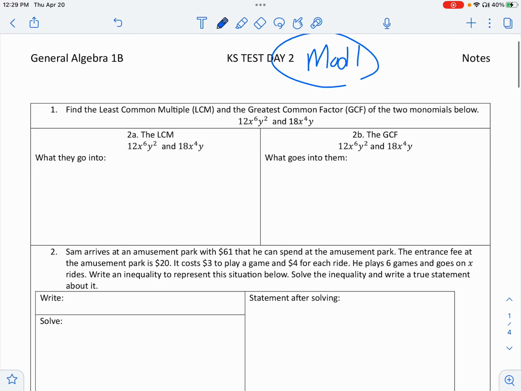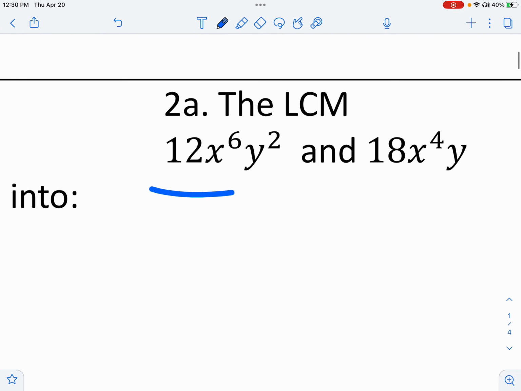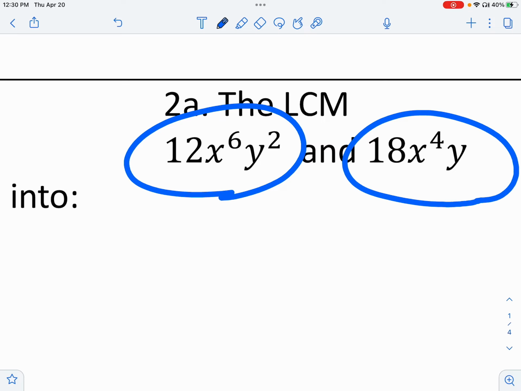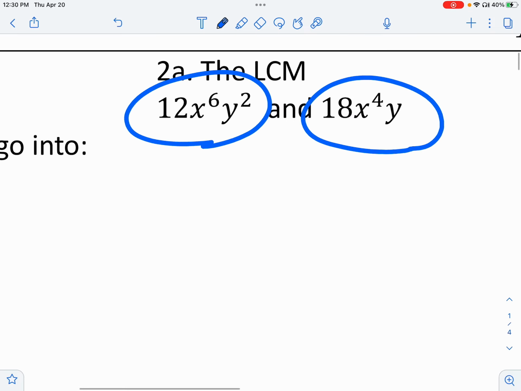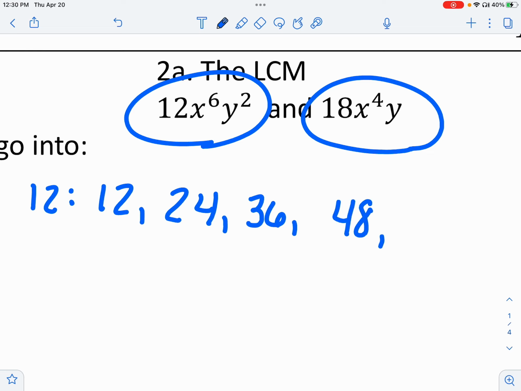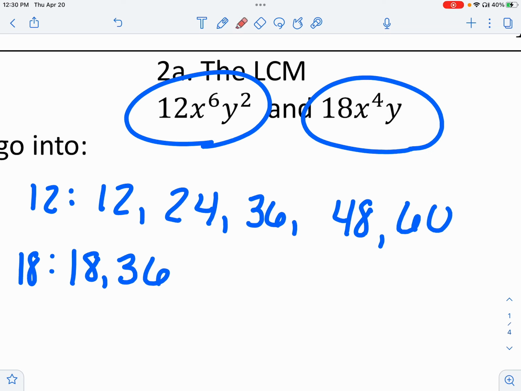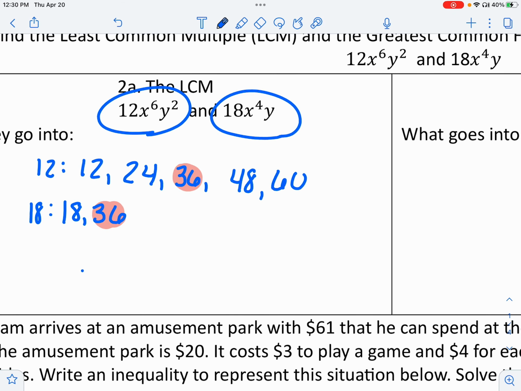So let's find the least common multiple of 12x to the 6th and y to the second, and 18x to the fourth and y. Now that means we need to list multiples. Multiples of 12 are 12, 24, 36, 48, 60, and I'm going to stop and see what I have for 18. Multiples of 18 are 18, 36, and I'm going to stop. The least common multiple matches right here, so there's no need for me to find any more multiples of 18. So the least common multiple will start with 36.